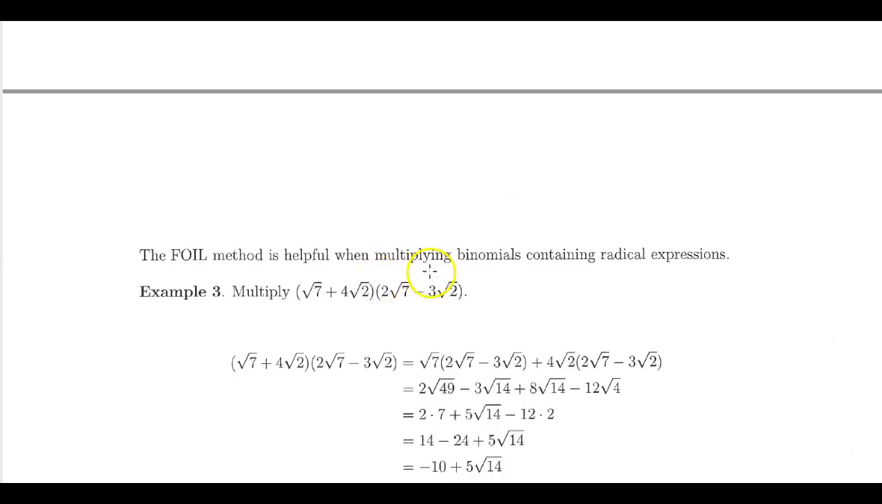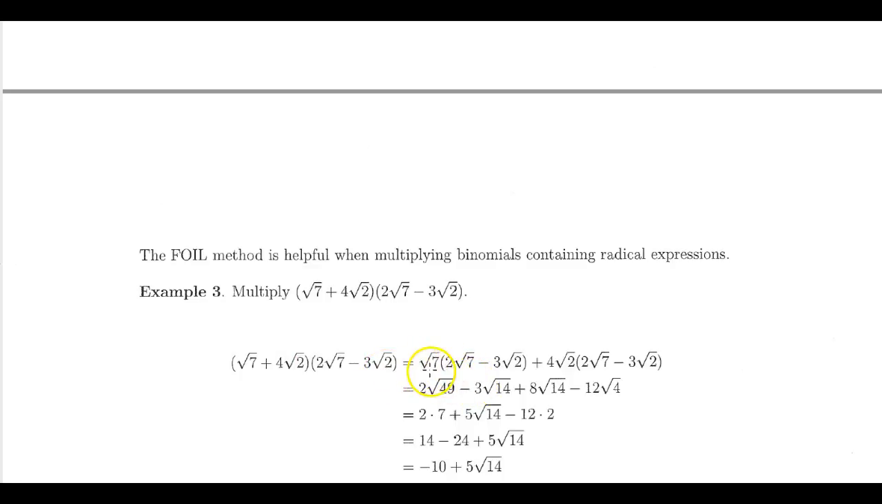We can use the FOIL method if we're multiplying binomials that contain radical expressions. Or distributive. So here if I have root 7 plus 4 root 2 times 2 root 7 minus 3 root 2, the root 7 will be multiplied by 2 root 7 minus 3 root 2, and the 4 root 2 will be multiplied by 2 root 7 minus 3 root 2.